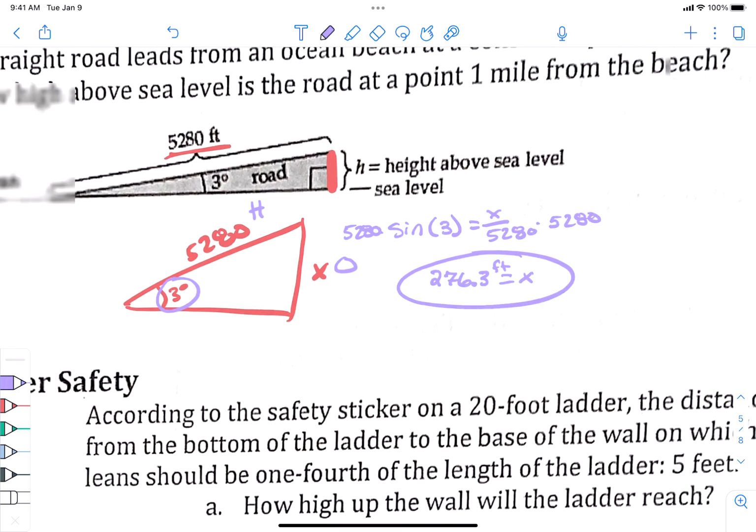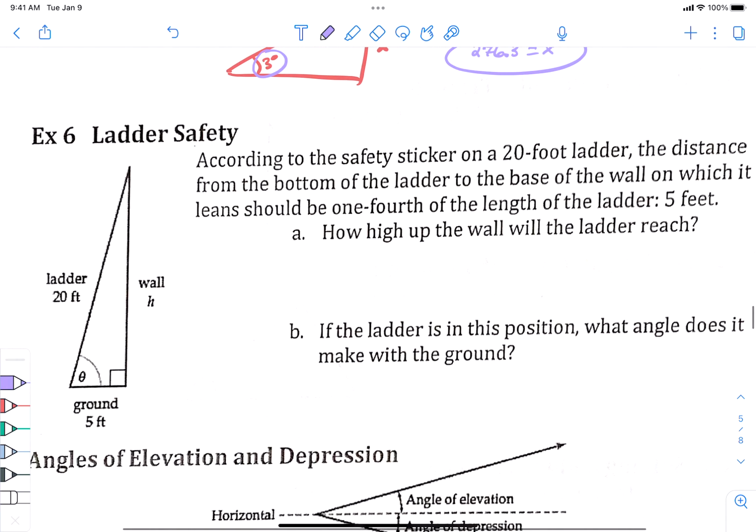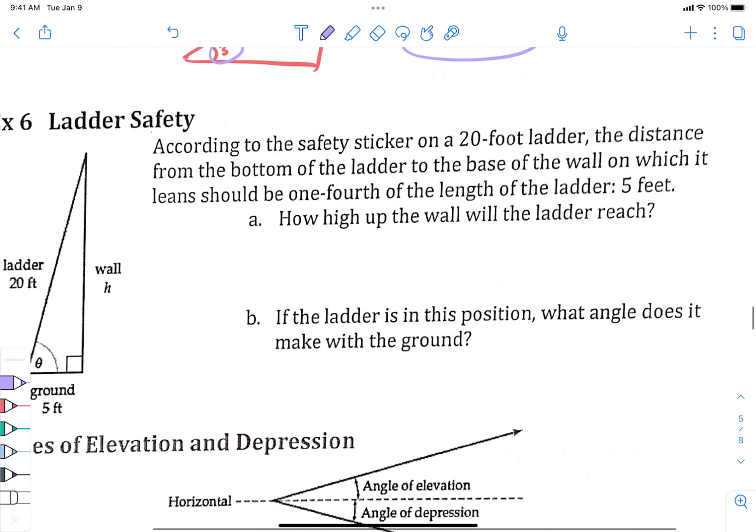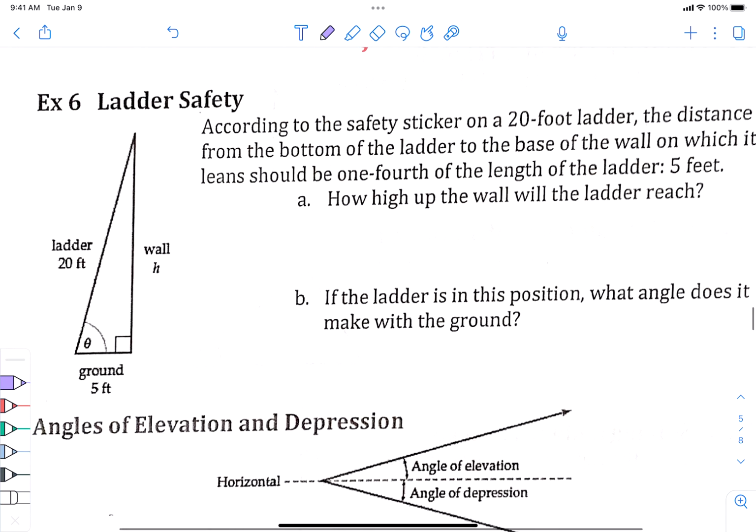Wait, when it says solve the triangle, you want all 6? Everything. Yep. Really the only 3 that are missing, right? Because they have to give you 3 already. But you can label them all out. Example 6. According to the safety sticker on a 20-foot ladder, the distance from the bottom of the ladder to the base of the wall on which it leans should be 1/4 of the length of the ladder, which is 5 feet.